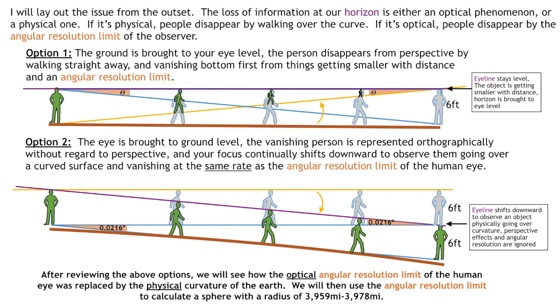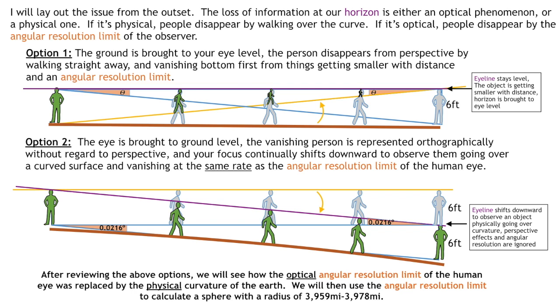Option 2, the eye is brought to ground level. The vanishing person is represented orthographically without regard to perspective, and your focus continually shifts downward to observe them going over a curved surface and vanishing at the same rate as the angular resolution limit of the human eye. Within the diagram, you can see that the horizon is now brought downward to ground level. The eye line shifts to observe an object physically going over curvature. Perspective effects and angular resolution are ignored.